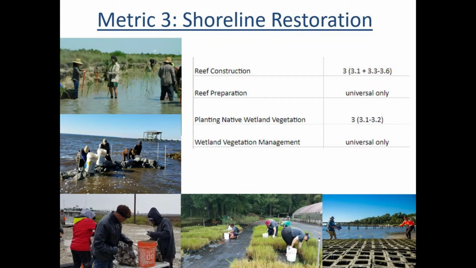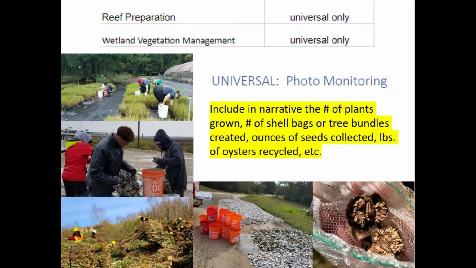Metric 3 focuses on activities considered shoreline restoration, but also may include activities done in other wetland habitats. The approved activity types include reef construction, reef preparation, planting native wetland vegetation, and wetland vegetation management. Both activities of reef preparation and wetland vegetation management only require the universal metric of photo monitoring.